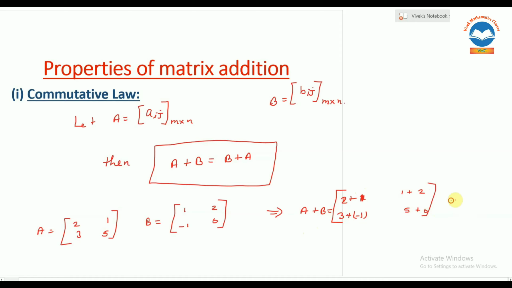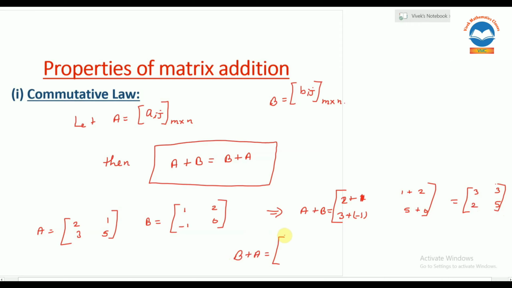A plus B we are getting as, here 2 plus 1 will be 3. 1 plus 2 also will be 3. And here 3 minus 1 will be 2. And here 5. So A plus B we are getting like this. In the same way we will check B plus A also. What will be our B plus A?